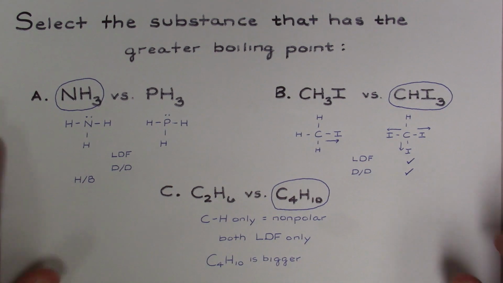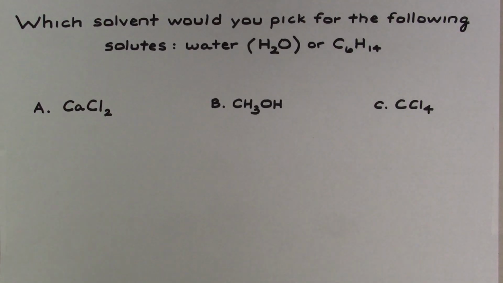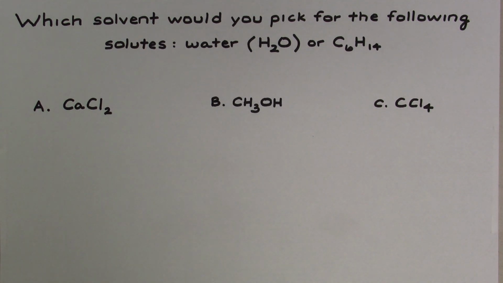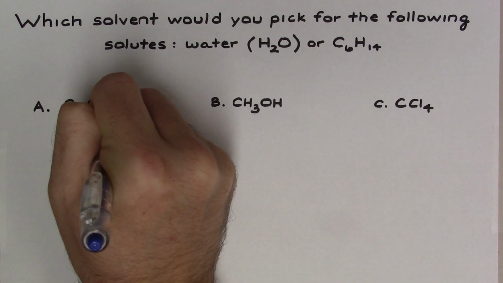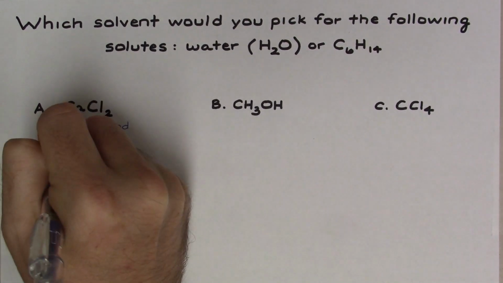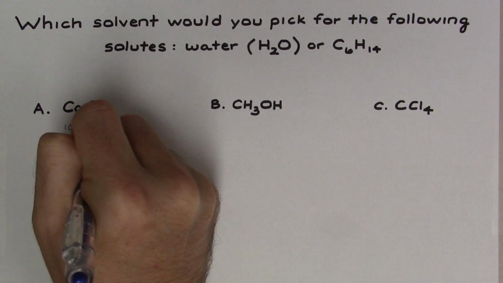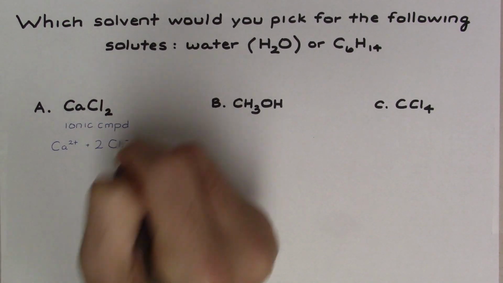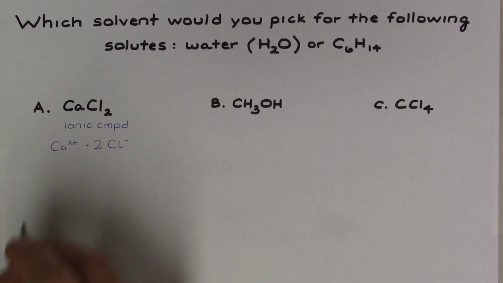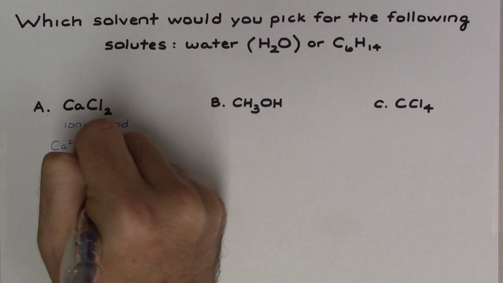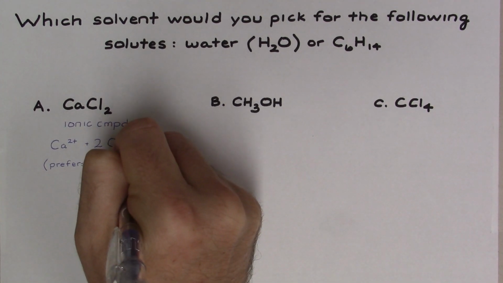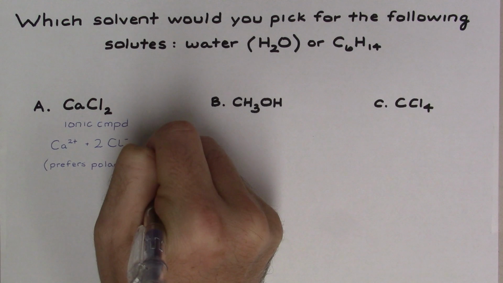Our final problem for today, which solvent would you pick for the following solutes? We can choose water or C6H14, which is hexane. So now we need to look at the intermolecular forces of our solute and our solvent. Our first example is CaCl2. This is an ionic compound. This is going to dissociate into its constituent Ca2+ cation and 2 Cl- anions. Because these have charges, they are going to prefer polar compounds because of the permanent dipole and electrons in those various species. So how do we determine which one this is going to pick?